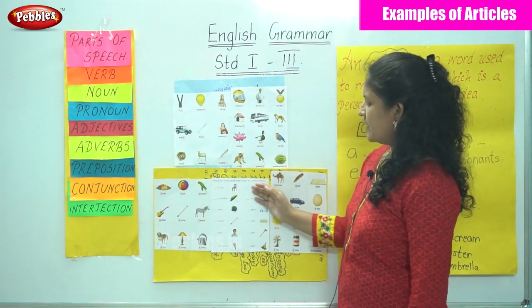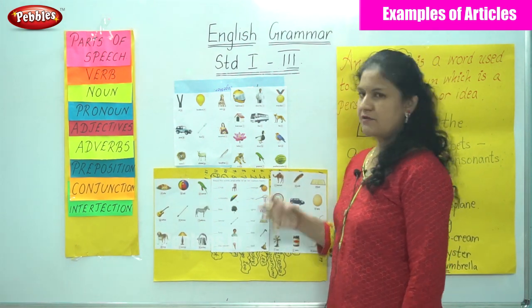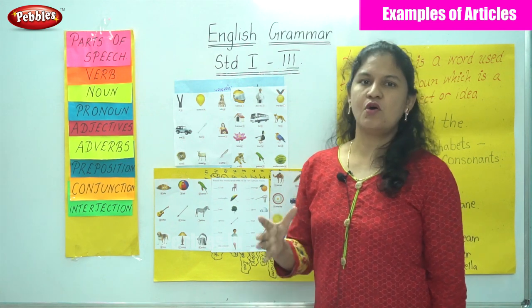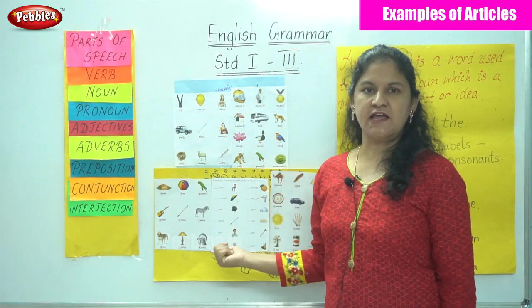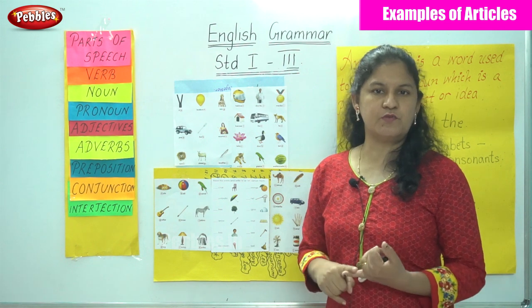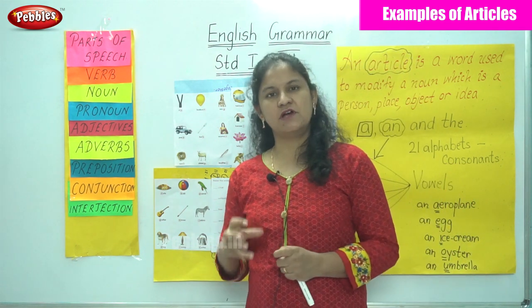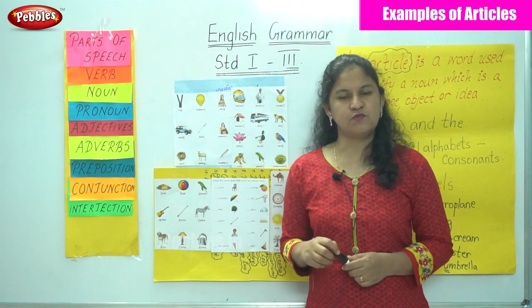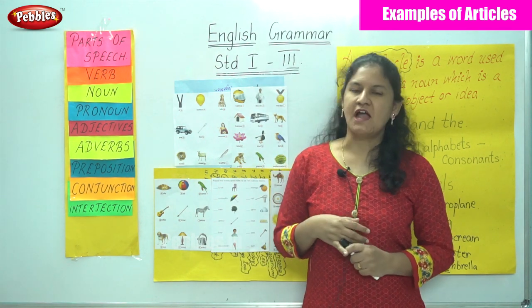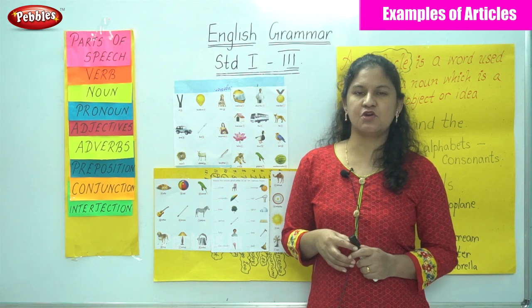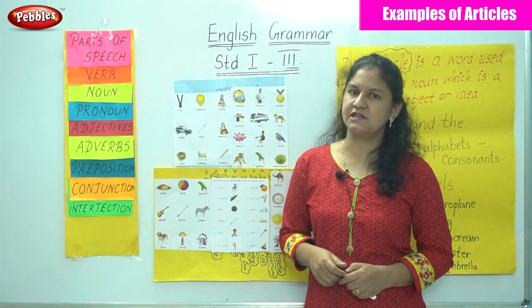So now we are going to read the words and write a or an. We have to see whether the words begin with a vowel or with a consonant. If a word begins with a vowel, then we use the article an, and if a word begins with a consonant, then we use the article a.